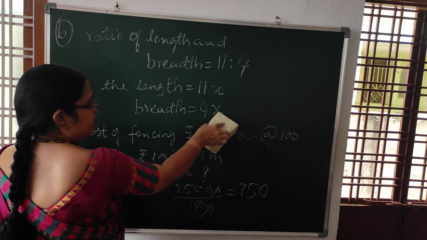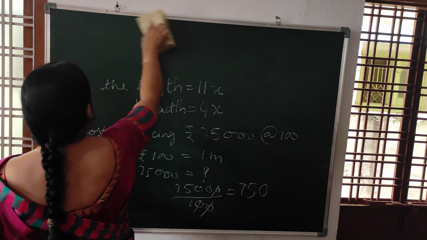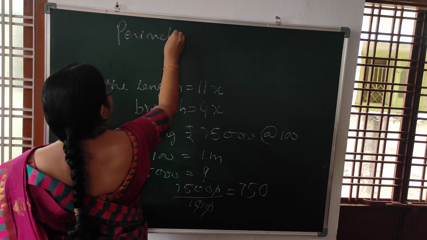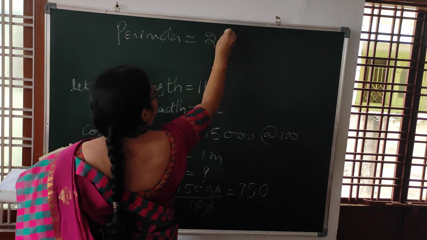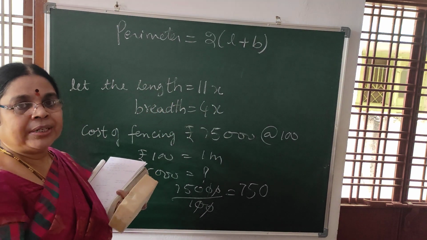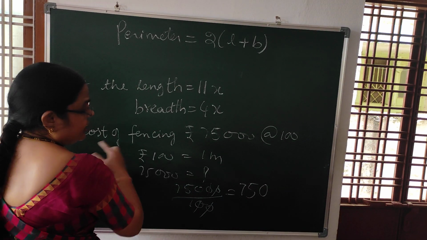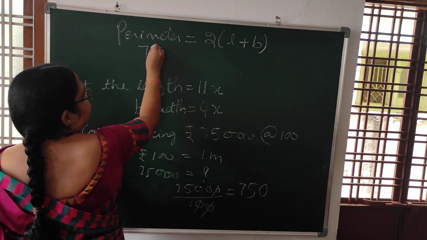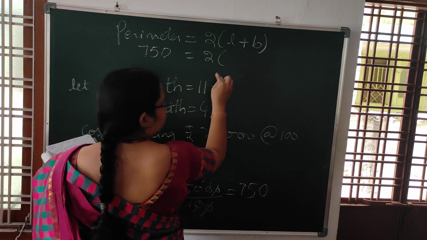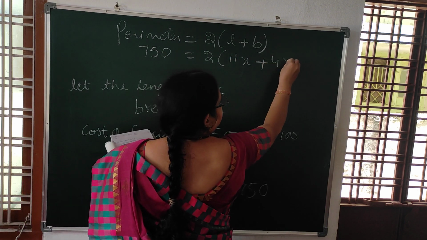Length is given as 11x, breadth is given as 4x. You are asked to find the length and breadth of the plot. So the perimeter is equal to what? How to find the perimeter of a rectangle? 2 of L plus B. So we are going to frame the equation now. Perimeter is equal to 2 of L plus B. The perimeter we got is 750. So 750 is equal to 2 into length 11x plus breadth 4x.